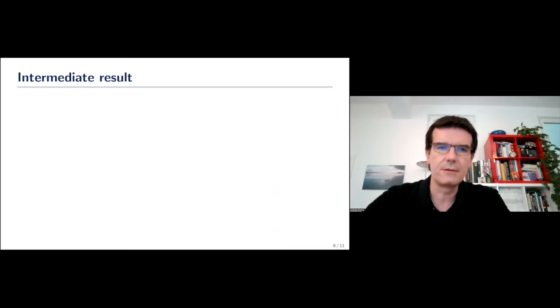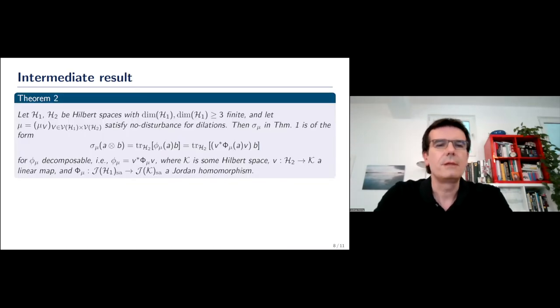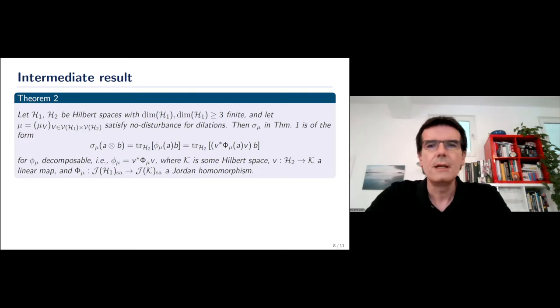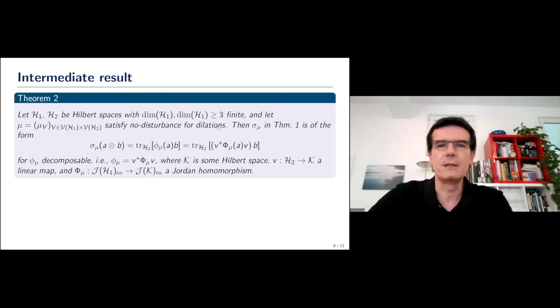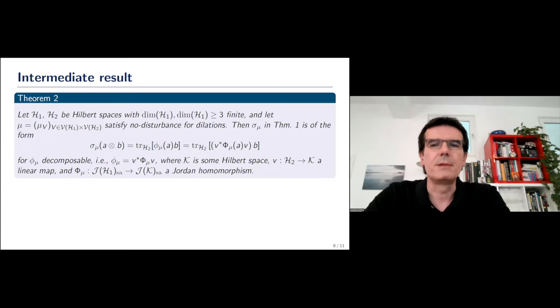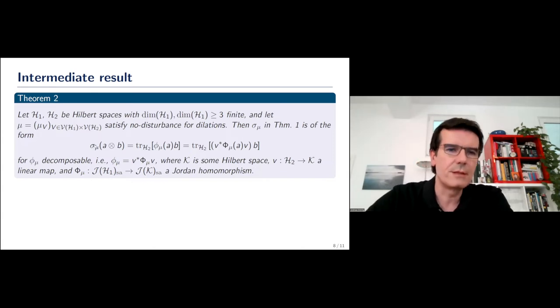Right, so we arrive at the following intermediate result. Again, we have two Hilbert spaces, finite dimensional, at least three-dimensional. At least three-dimensional we need because basically we want to be able to apply Gleason's theorem on each side separately. This is what already happened in the Clay-Randall result. And we have such a μ that satisfies no disturbance for dilations. Then the σ^μ from this Clay-Randall theorem has a particular form. So this was σ^μ of A tensor B was of this form, trace over H2 of φ^μ(A) B. Now here is, of course, the part that comes from having a dilation.